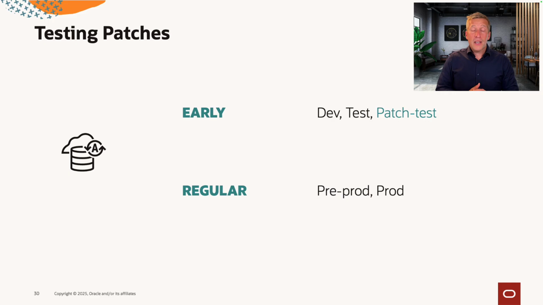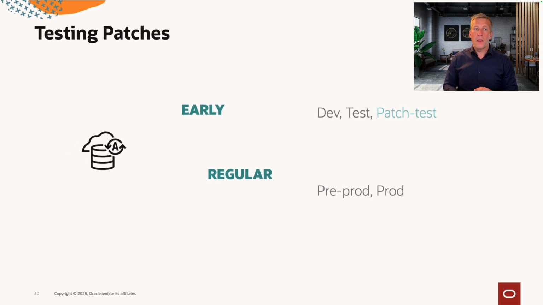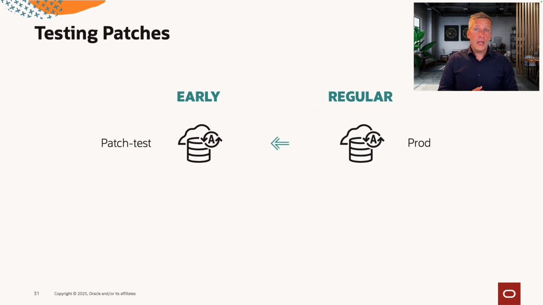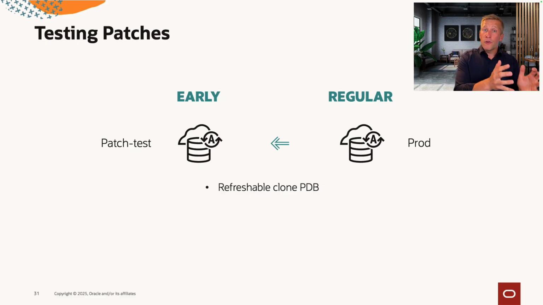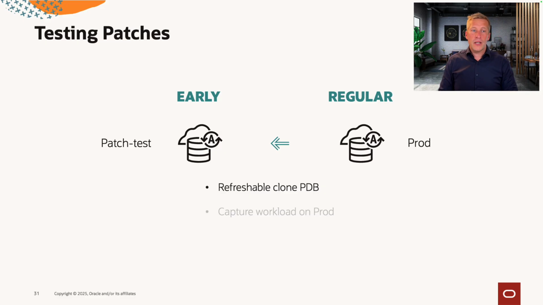Now, some of the things that I really like in Autonomous is this feature where we can automatically test the patches for you. So let's create a new database. We call it patch tests. We keep that on the early patch state. And this specific database is a refreshable clone from your production database. So production runs on the regular patch state, but we create a refreshable clone running on the early patch state.